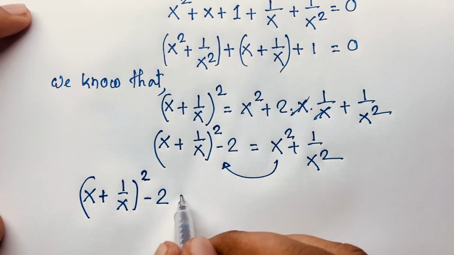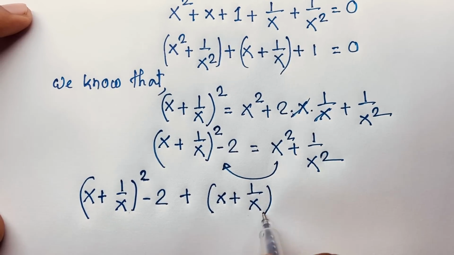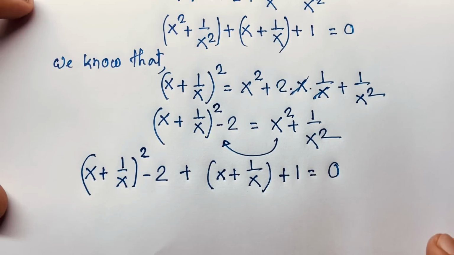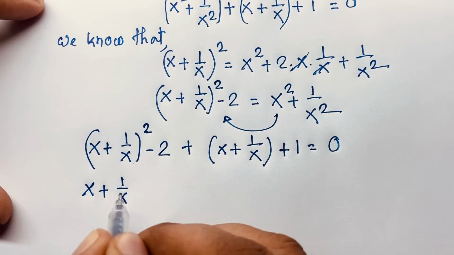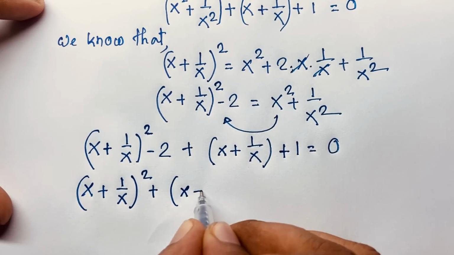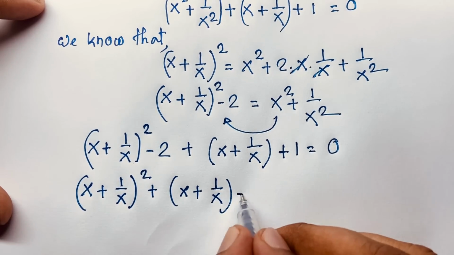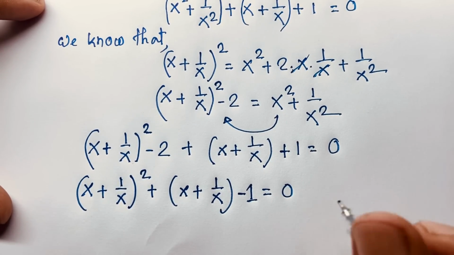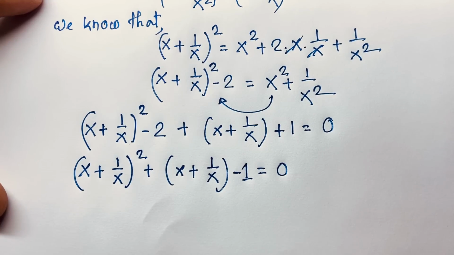Then here is plus x plus 1 over x, and here is plus 1 is equal to 0. Now you can see that this expression will be (x plus 1 over x) whole to the power 2 plus (x plus 1 over x), and then minus 2 plus 1 will be negative 1, is equal to 0. Now we'll find a nice quadratic equation. Now how to solve this expression?